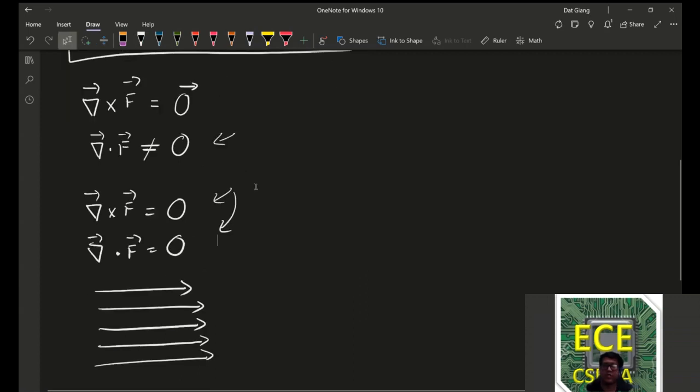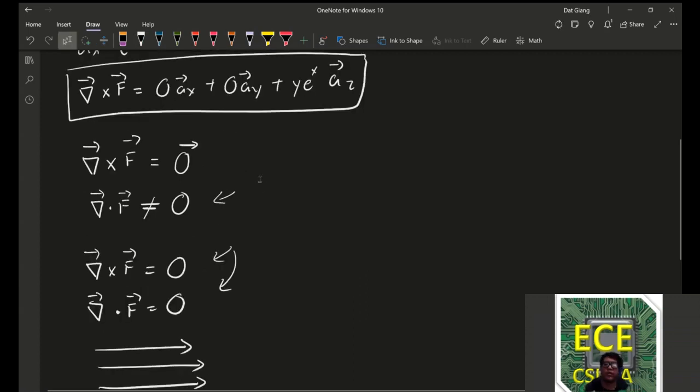So that wraps up the 3 operations from gradient to divergence to curl. And next we're going to be discussing the applications of gradient, divergence, and curl. All right, thank you.